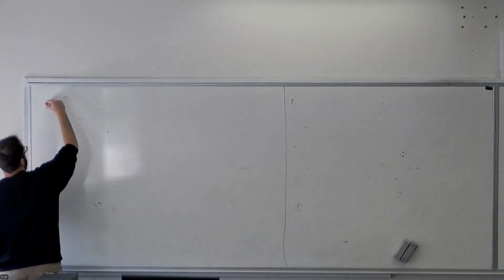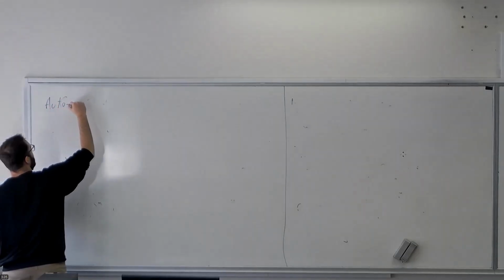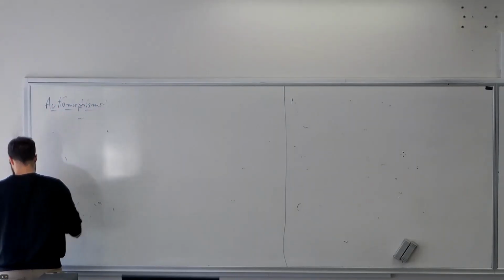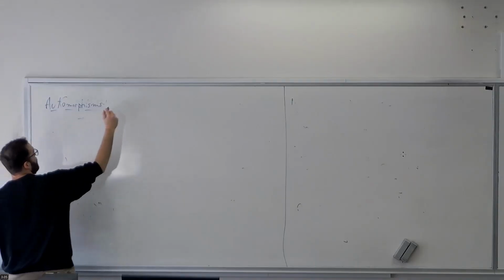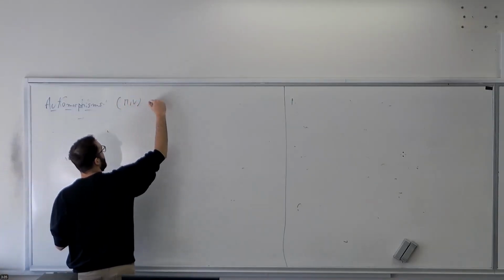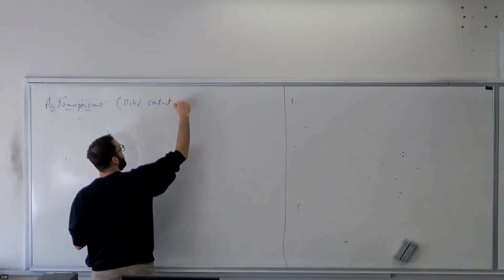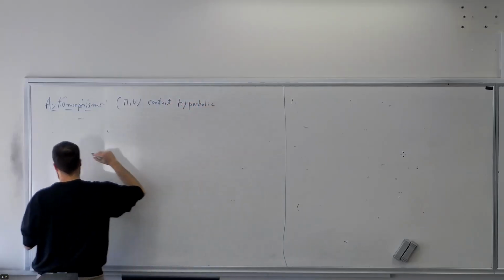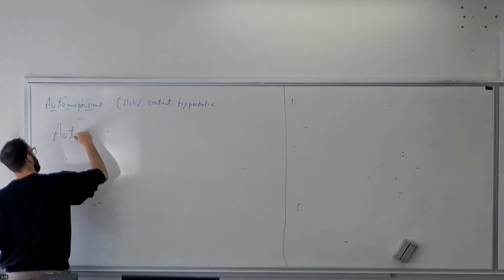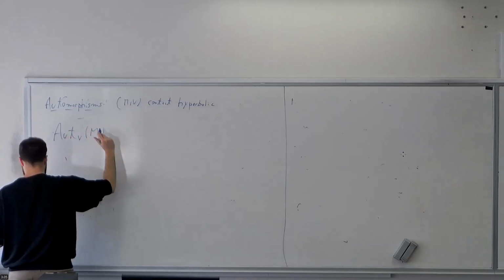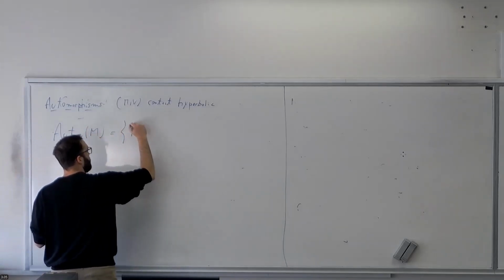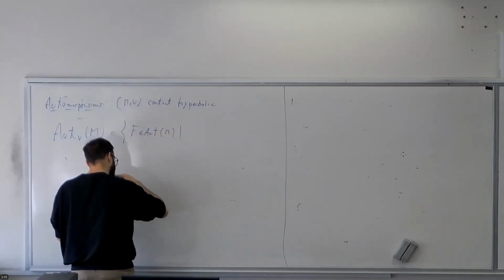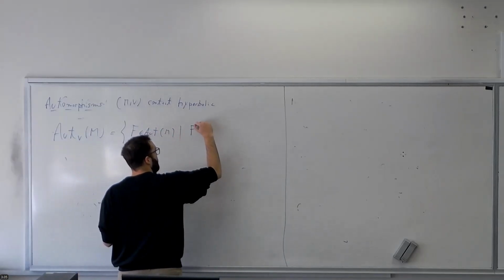So let me just quickly define what is an automorphism for us. We have our favorite contact hyperbolic manifold M. And the group of automorphisms, contactomorphisms we'll call them, is the group of those automorphisms of M, intended as biholomorphic maps, such that the pullback of V is V itself.